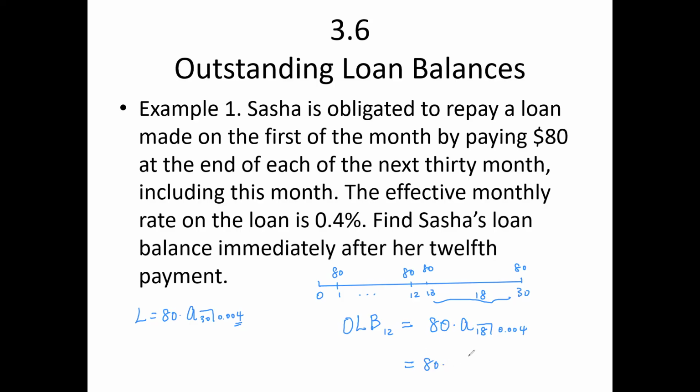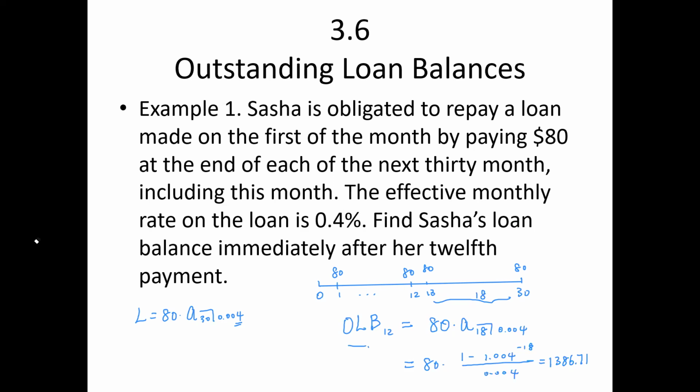That's 80 times 1 minus 1.004 to the negative 18 over 0.004. That number is $1,386.71. You could find L then work with the retrospective method, but this method is preferable for this problem.